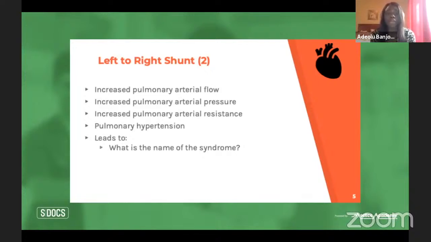You start to get increased pressure in the pulmonary artery, and this results in increased resistance in the pulmonary artery because the pulmonary vasculature will basically change its normal anatomy in response to this increased flow. All of these 3 things end up causing pulmonary hypertension, and this leads to a syndrome called Eisenmenger syndrome.